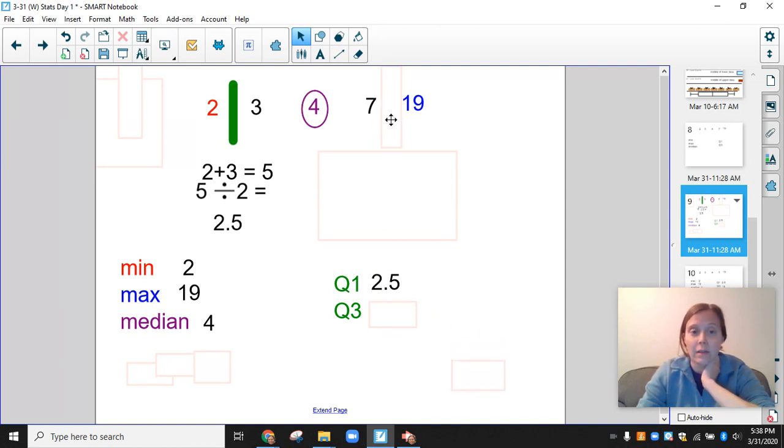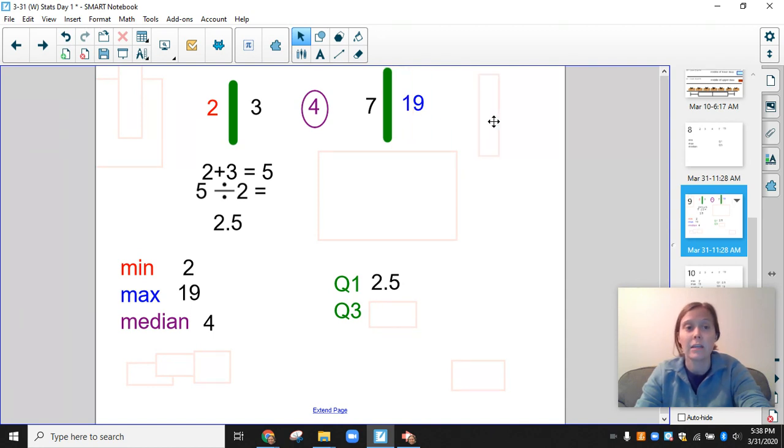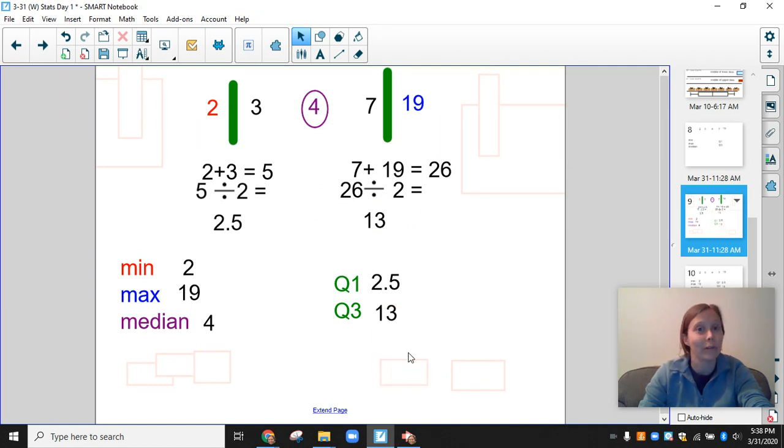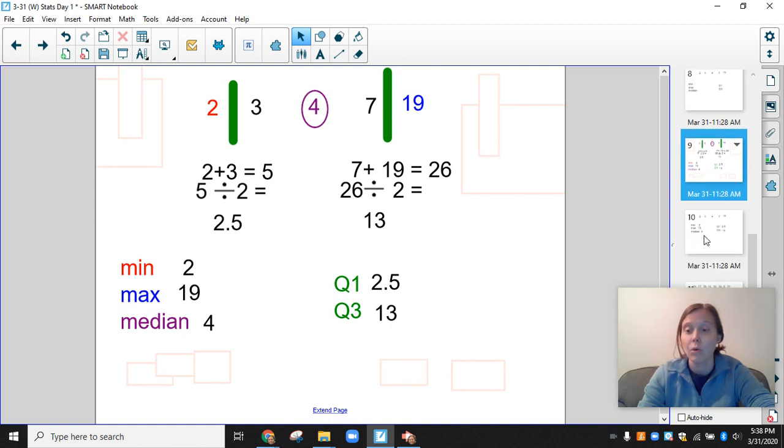Over here, our upper data, we're ignoring the 4. We have the 7 and the 19. In between them is our Q3. And so again, same idea. It's between 2 numbers. So we're going to add them together to get 26, divide them by 2, and then our answer is 13. So our Q3 is 13. Hopefully you got that. If you didn't, no problems. It's okay. So once we have that data, that's our first step in making our box plot. So we organize our data and then we find our 5 calculations.